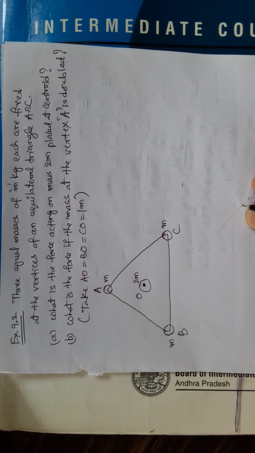Dear students, now look at the example problem 9.2. Three equal masses of m kg each are fixed at the vertices of an equilateral triangle. What is the force acting on mass 2m placed at the centroid? Second one is, what is the force if the mass at the vertex A is doubled? So the AO, BO and CO distances are asked to take as 1 meter.